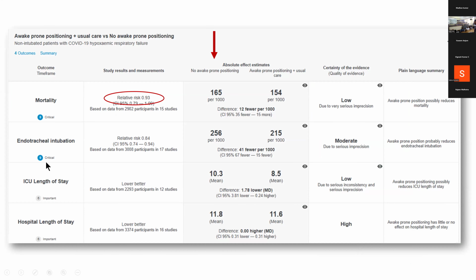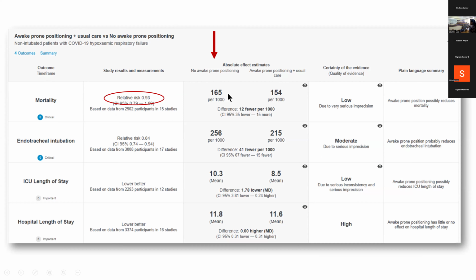Here, this is a summary of findings table for awake-prone positioning versus usual care in patients with COVID-19 or type 1 respiratory failure. So for the outcome of mortality, if you look at the baseline risk, how much is it? It's 165 per 1,000. Now, how do you get this particular number? So ideally, if you look at RCTs, they have very narrow inclusion and exclusion criteria. So the incidence in the RCT might not actually represent the whole population. So ideally, you're supposed to get this baseline risk from a large cohort study or a systematic review of observational data or a very pragmatic RCT, which is not always feasible.